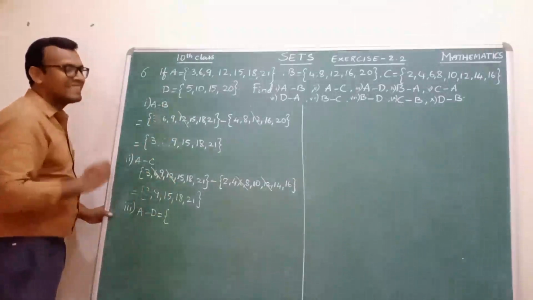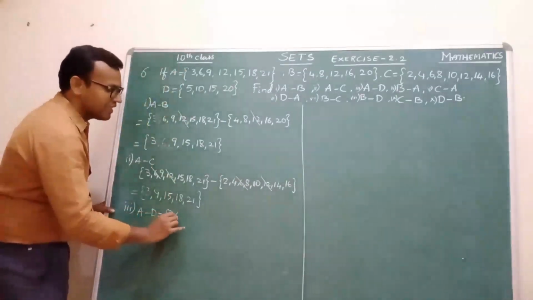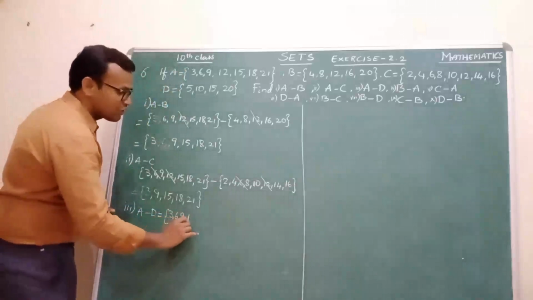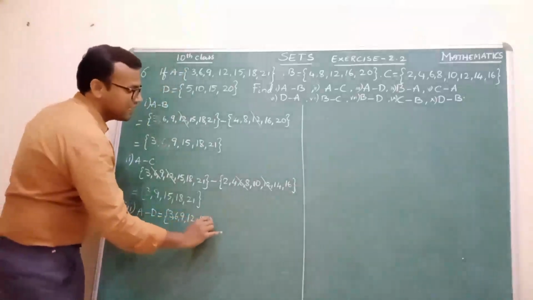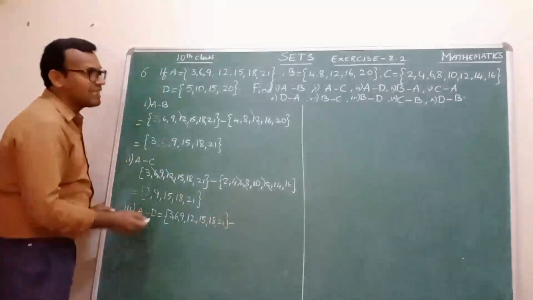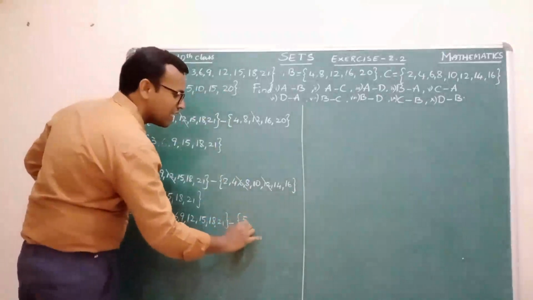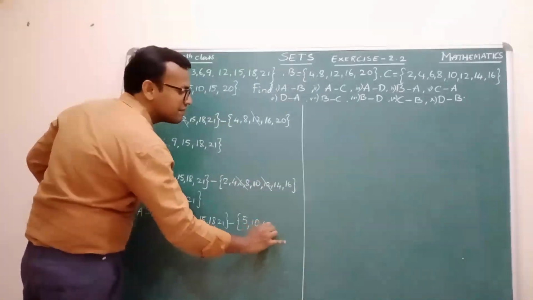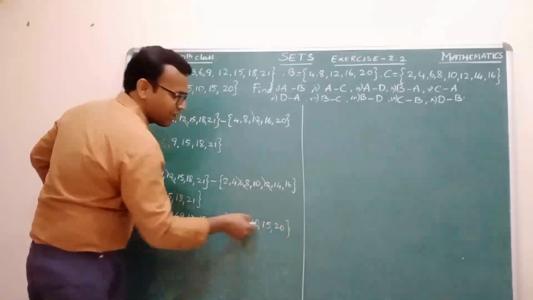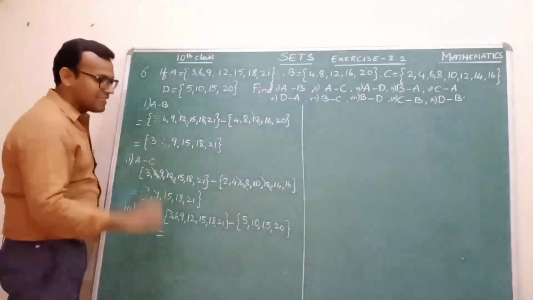So let me write set A now. Set A is the set of 3, 6, 9, 12, 15, 18, 21 minus D. So what is D? D is the set of 5, 10, 15 and 20. They are all multiples of 5. Now let me find the difference.